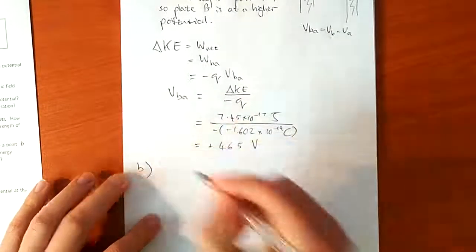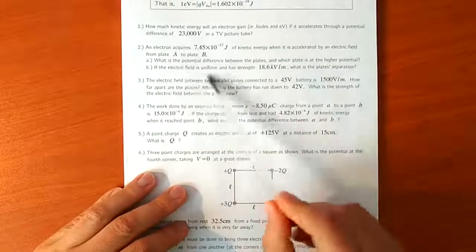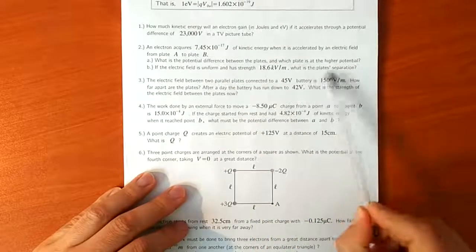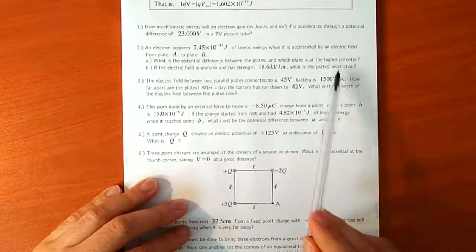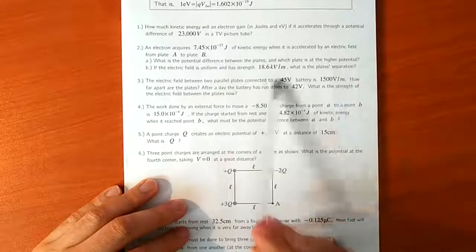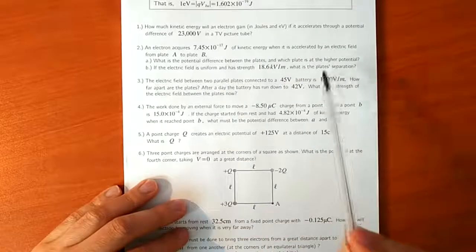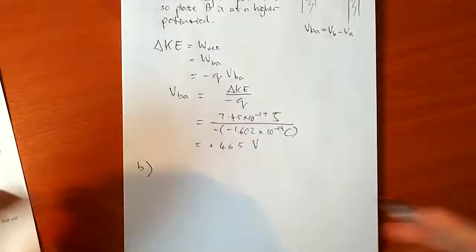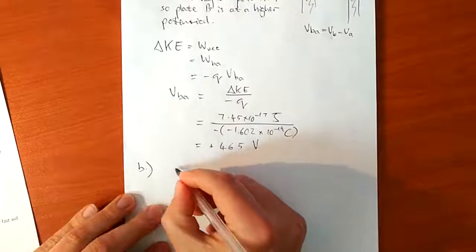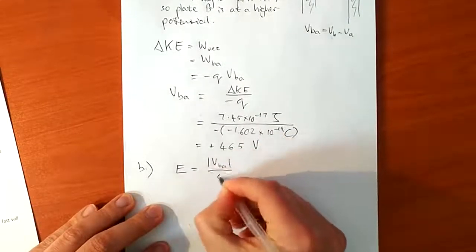Okay, now for the second part of the question, B. What is asked here? Let's quickly see again. If the electric field is uniform and has this strength, then what is the plate separation? Okay, so what formula do I have that relates these three values? I've got the electric field with a certain strength, and the separation. So now what you've got to remember is this formula. E is equal to the absolute value of VBA over D.